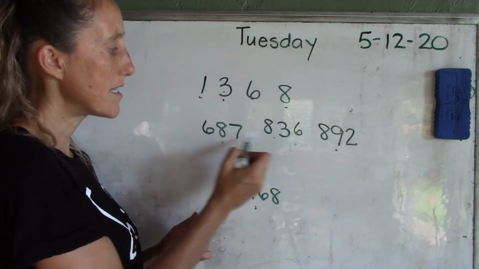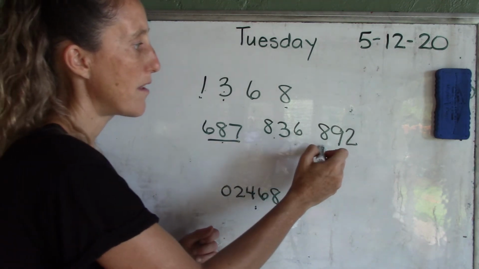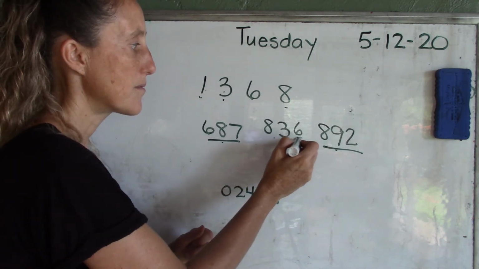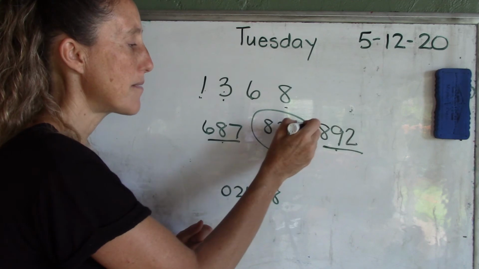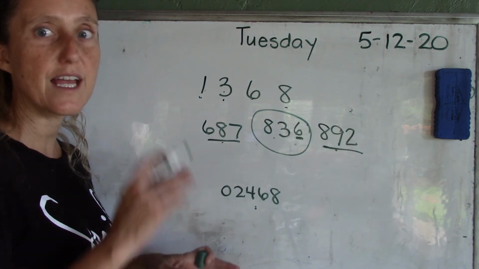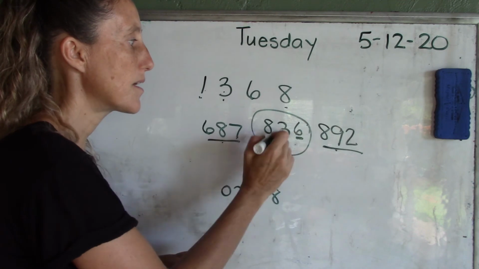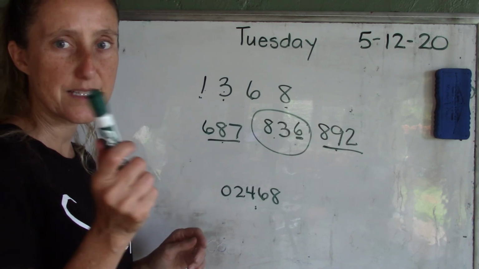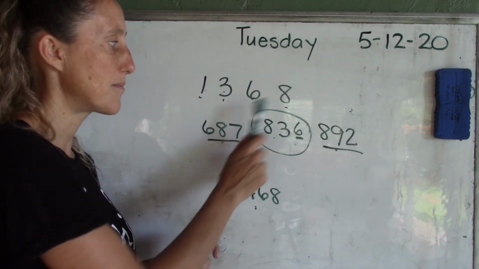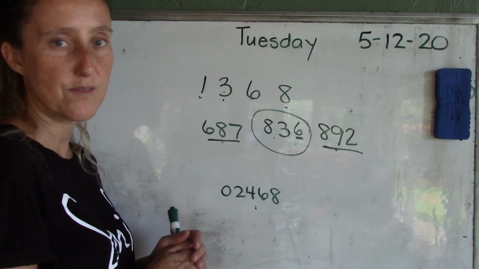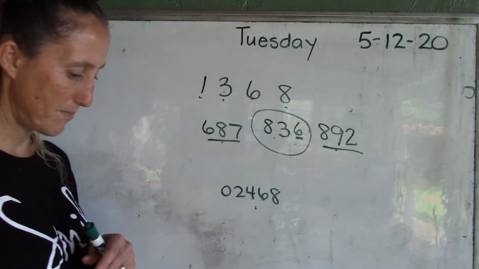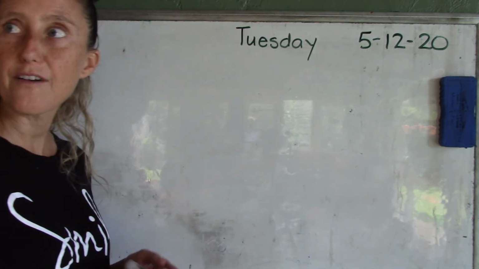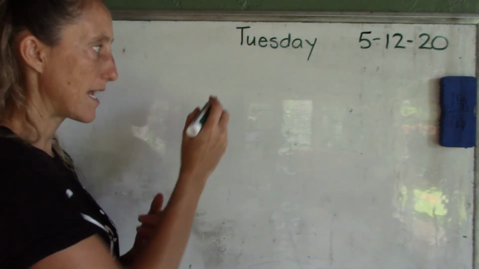So 836 is bigger than this number and smaller than this number, which means it's in between these 2 numbers. And it ends with an even number, so it is an even number. So we met all the criteria. Now I think the one on your paper is different than this one. They give you these numbers, but they give you a different range of numbers to put your number between. Okay, our last thing we're going to do is find out how to find the area.